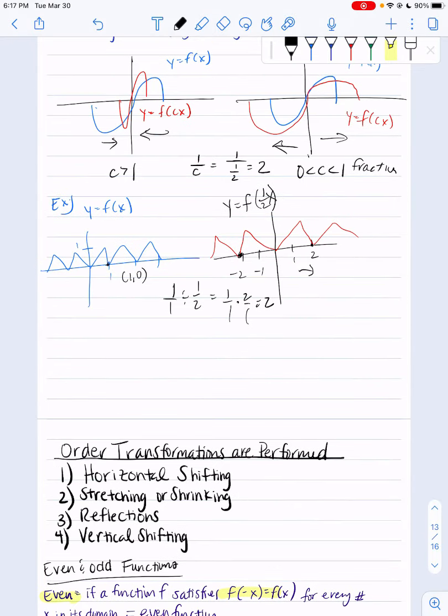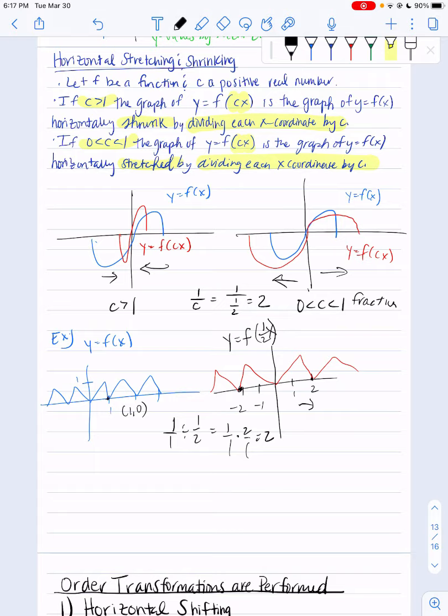Okay, so for example, you have f of x, and I just have some points here. So we have 1, 0, and then 1, 1. And then if I have f of 1/2 x, that means that the 1/2 is on the inside. And since c is 1/2, we're going to horizontally stretch by dividing each x coordinate by c. So I have 1 as an x coordinate, so really I have 1 over 1. I'm going to divide that coordinate by 1/2, which is the c.